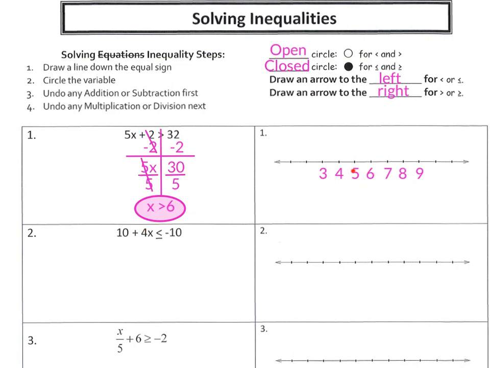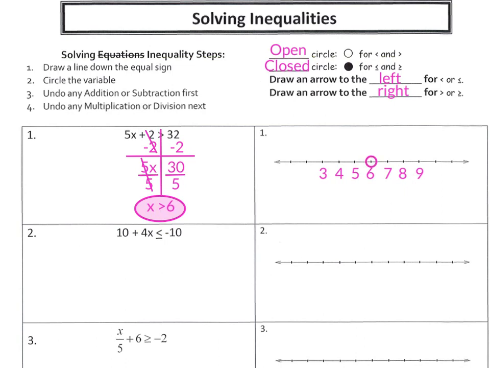I always put my answer in the middle, and then I shade so I can see where some of the answers are. What kind of circle would we use for x is greater than 6? Well, if I remember greater than, I think less writing in the inequality means less writing on the graph. That helps me remember that it's open. So the open circle is used for just plain old less than or just plain old greater than. So I'm going to put an open circle on the 6.